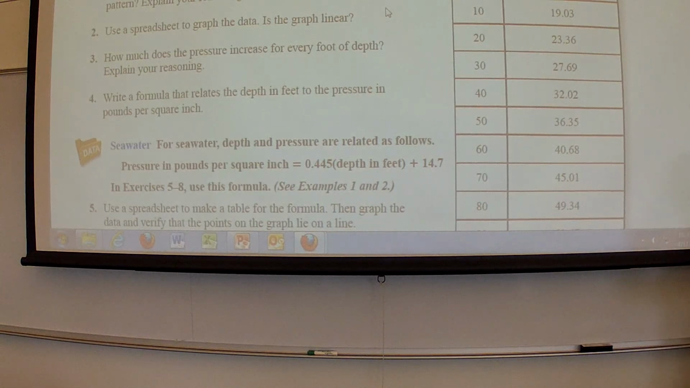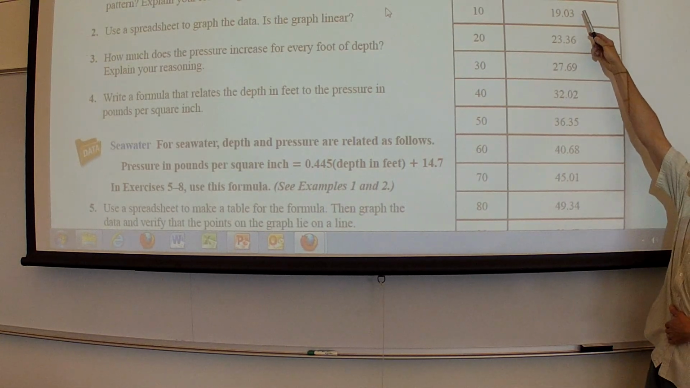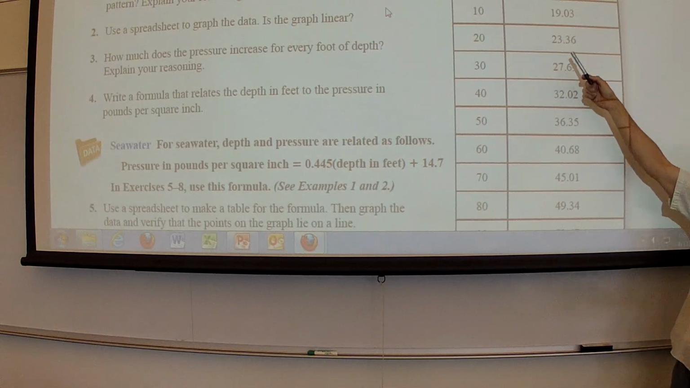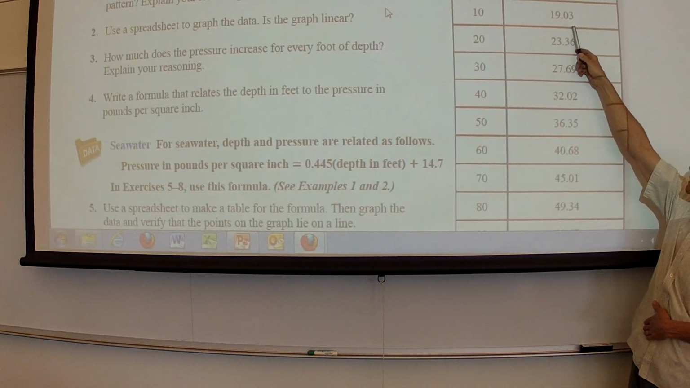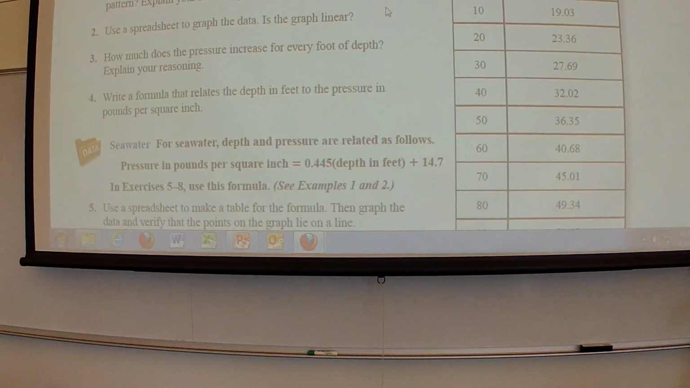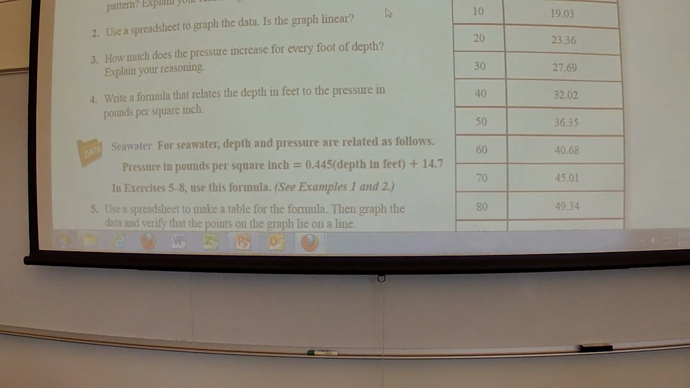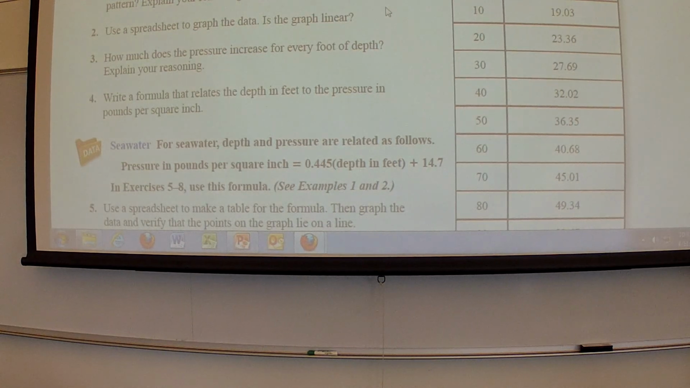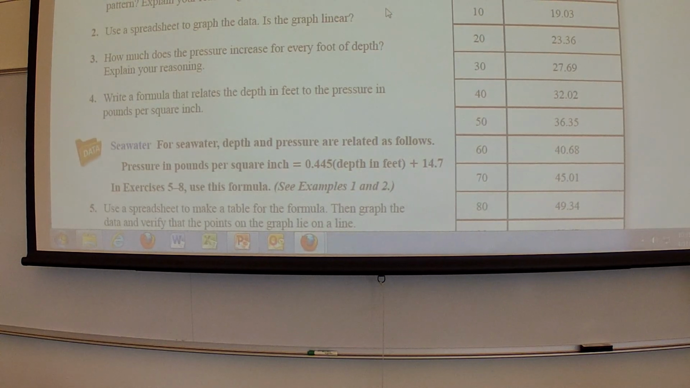So let's look at some different values here. You've got 14.7 pounds of pressure at 0 feet, so that's at sea level. We drop 10 feet, pressure is now 19.03 pounds per square inch, which is an increase, as Jen said, of 4.3 pounds per square inch per 10 feet. So from 0 to 10 feet, the pressure, the PSI, increases 4.3 PSI per 10 feet, which is the same as 0.43 pounds per square inch increase over 1 foot.